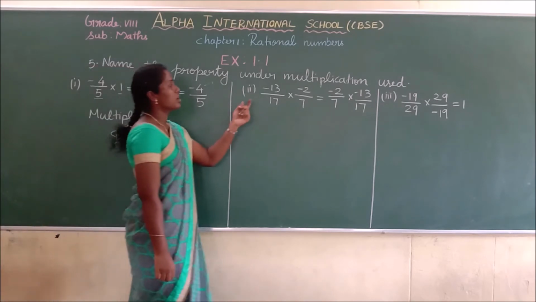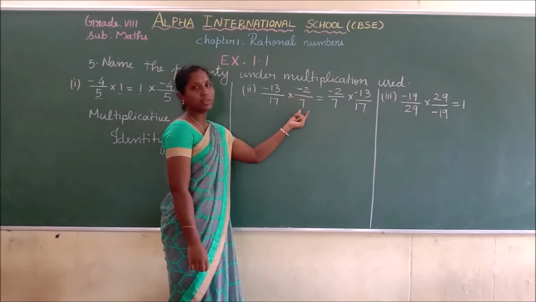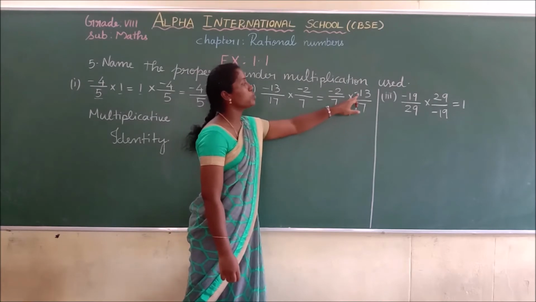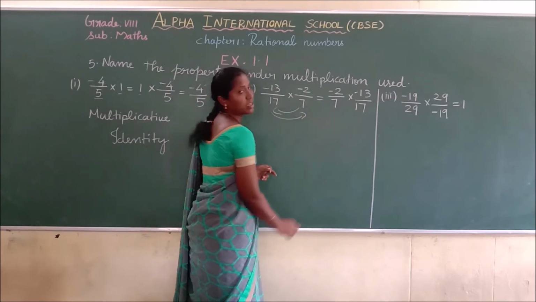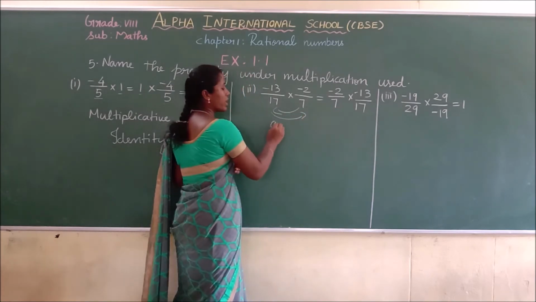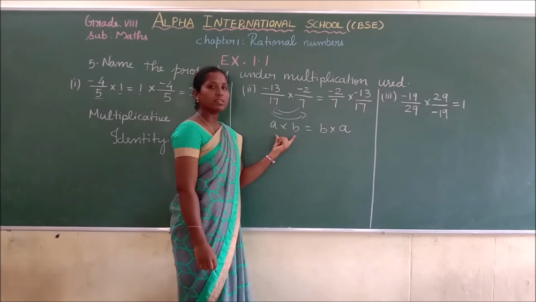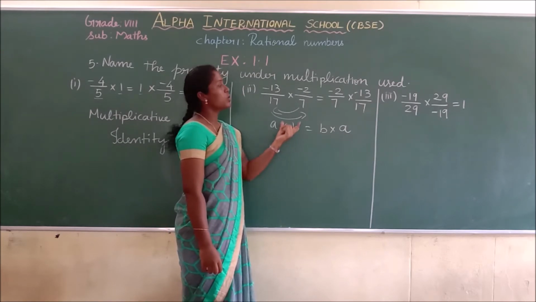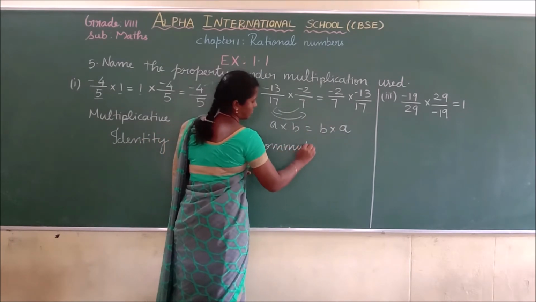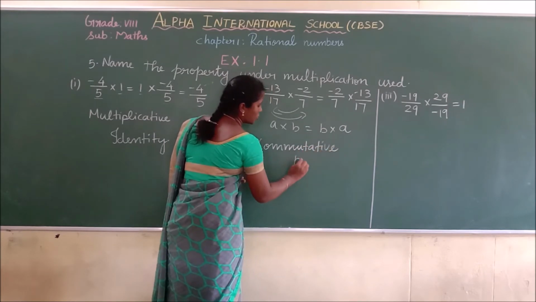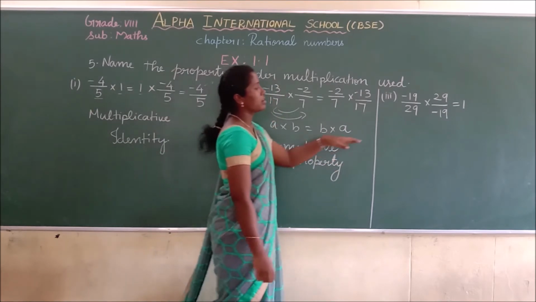Look at the second. Here we are multiplying two rational numbers. Minus 13 by 17 into minus 2 by 7. On the other side, minus 2 by 7 into minus 13 by 17. See here the numbers are rearranged on the other side, isn't it? So it is in the form of a into b is equal to b into a. Which property is it? It is commutative property under multiplication. So the property used here is commutative property under multiplication.